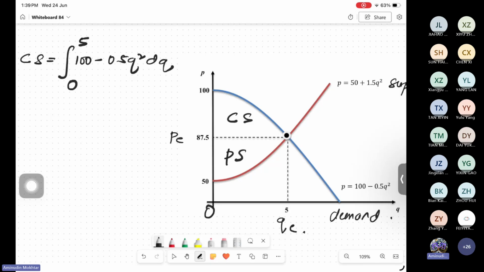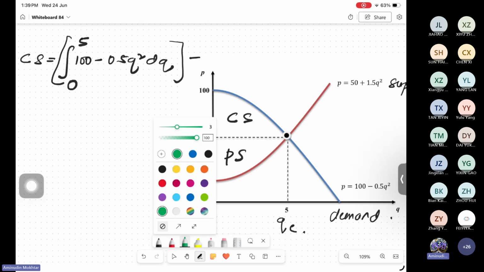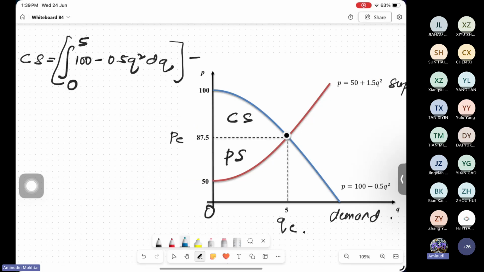Okay, and then this part, because we just want our focus now to be on the blue area, the area between the demand curve and the price line. We are not going to find the total area below the demand curve. We just want to find the area between the demand curve and the equilibrium price PE.